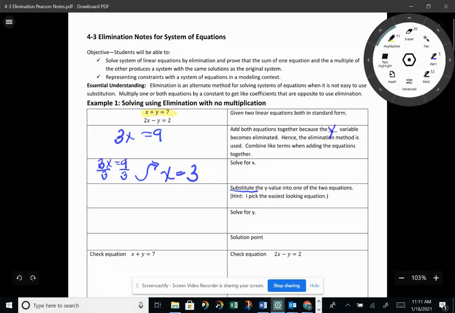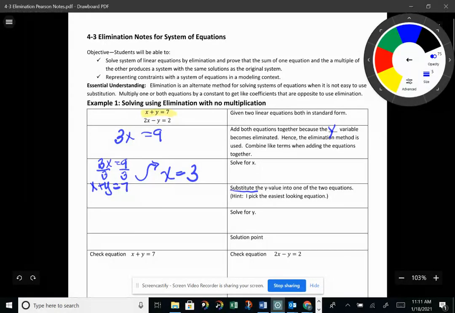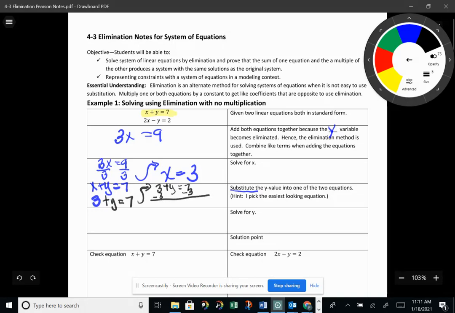So now x is 3, and I'm going to use x plus y equals 7. I have 3 plus y equals 7. Now I've got to solve for that. I'm going to subtract 3 on both sides. So 3 minus 3 cancels out, and now I have y is equal to 7 minus 3, which is 4.